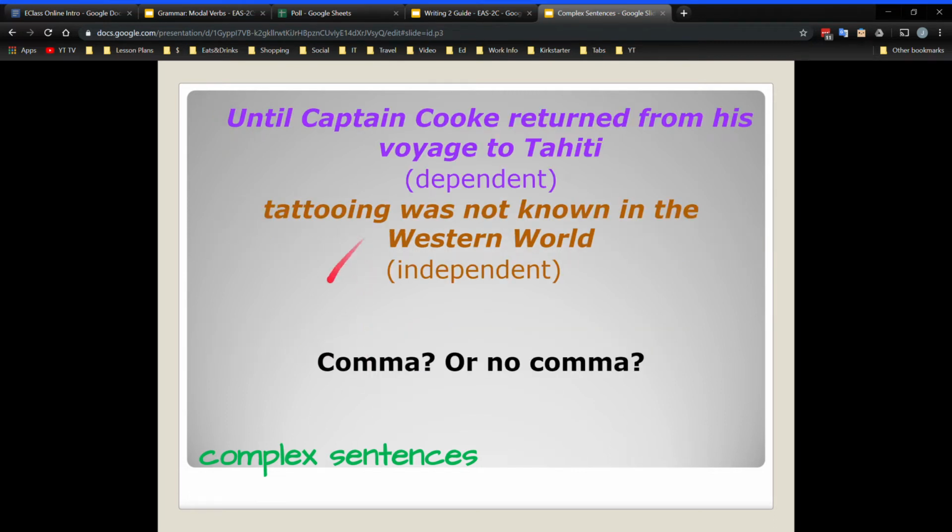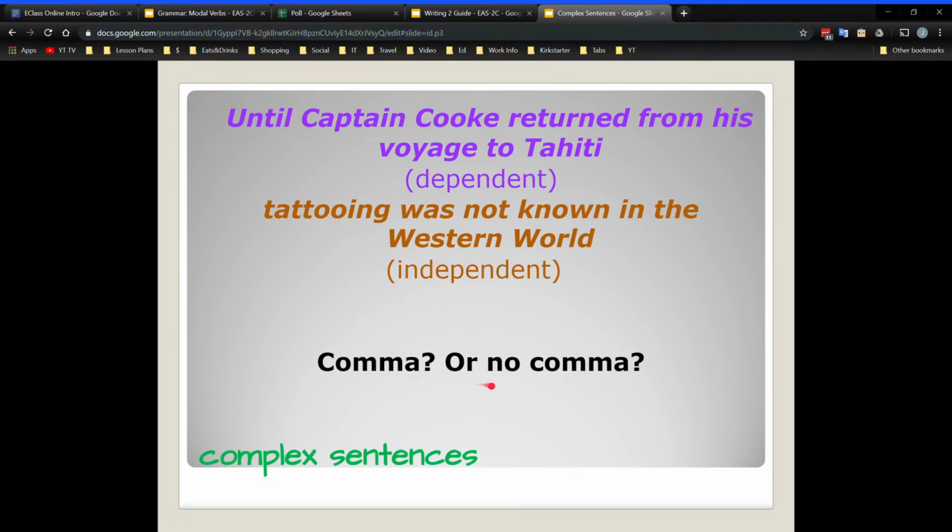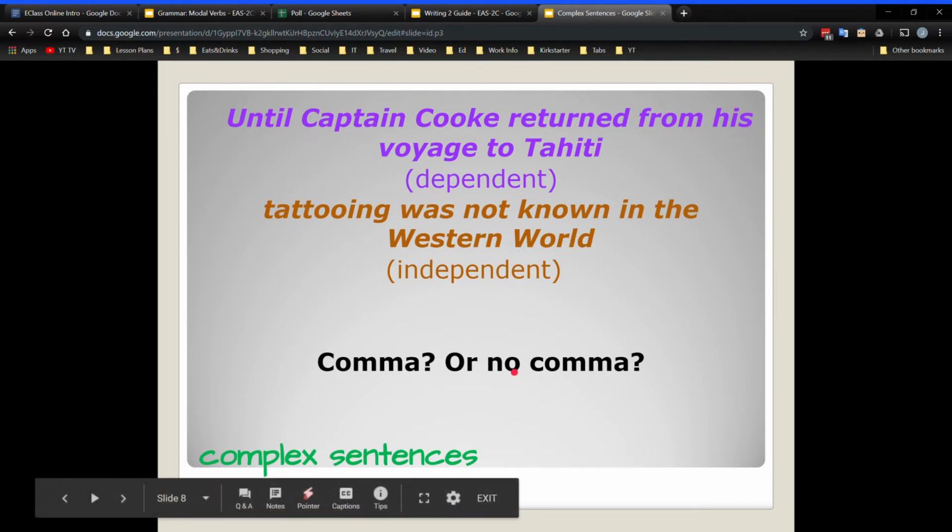So I have a little example here to test you. These two statements are together, so all you have to do is read them and think about, do we need to add a comma or not? For example, until Captain Cook returned from his voyage to Tahiti, tattooing was not known in the Western world. So do you need to add a comma? I'll give you 10 seconds to think about this.